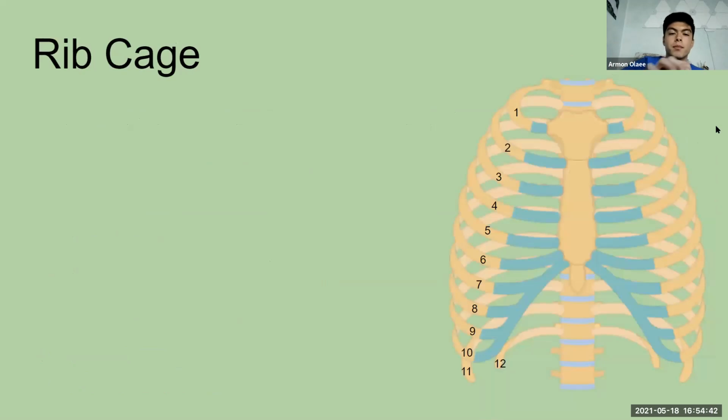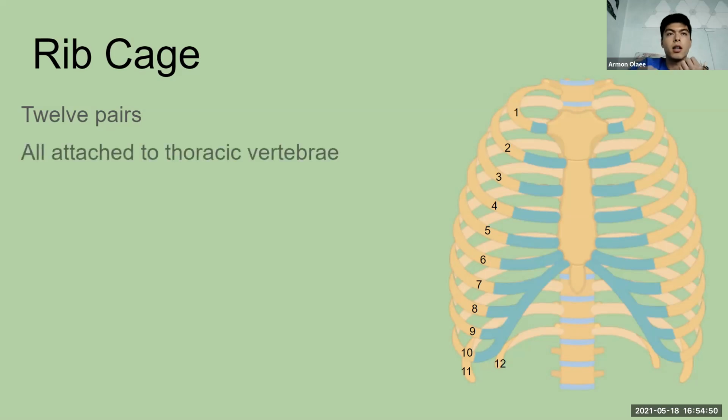So next we can talk about the rib cage. There are 12 pairs of ribs within your rib cage, and they are all attached to the thoracic vertebrae. Now there are two types of ribs. There are your true ribs and your false ribs. Does anybody know, and you can take a look at this image right here, which ribs are your true ribs?